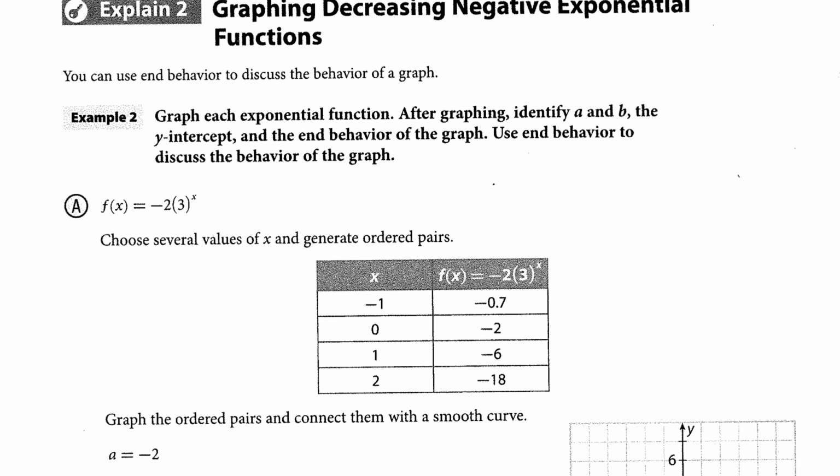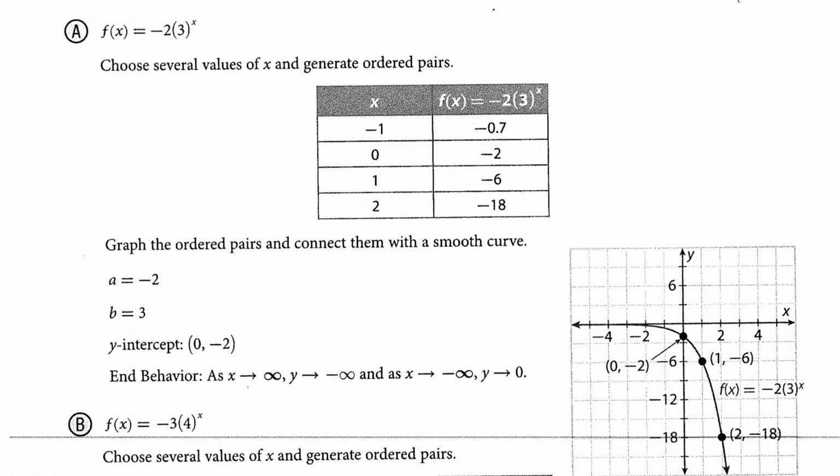So they've taken their function, they plotted those points from their table. A is -2, B is 3, and the y-intercept we said is wherever A is, so 0, -2. And it says the end behavior as x approaches infinity, so as we move to the right, y this time is approaching -infinity because it's going towards the bottom. As x approaches -infinity, when we're moving to the left, y approaches 0.